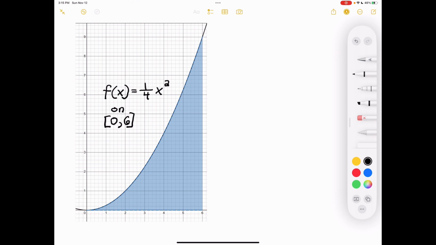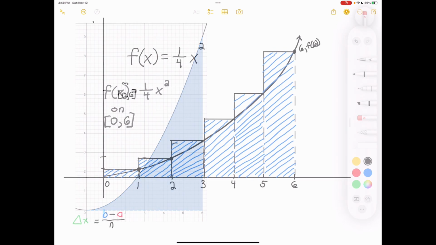So, how can we go about this? Well, one thing we can do is try to estimate it. We can at least estimate this area. And how are we going to estimate the area under the curve of this function f of x?